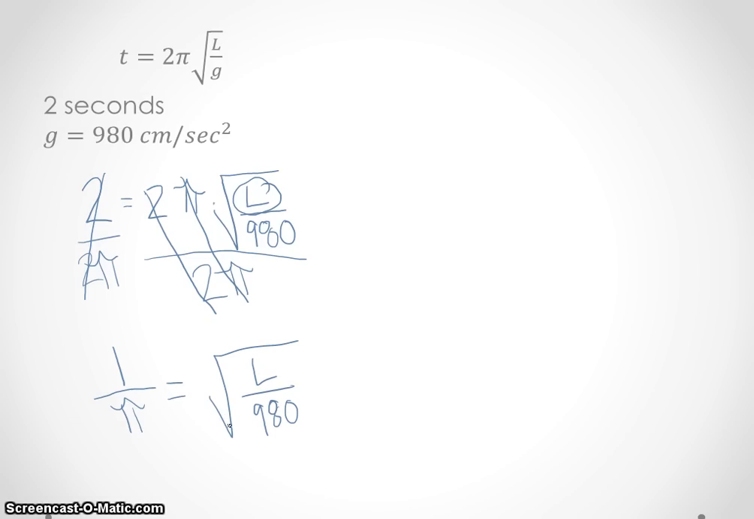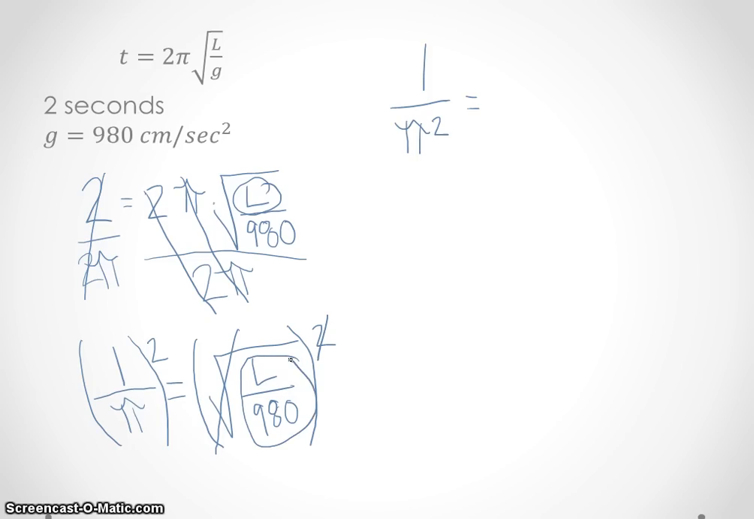Okay, so now that we have just the square root isolated by itself, we can actually take this square root, and how do we undo square roots? We square them. And of course what we do to the left, we have to do to the right, so we're going to square this side as well. So let's do this piece by piece. 1 squared is just 1, of course, and then pi squared is pi squared. So on the left we have 1 over pi squared. Over here, we have this square root, which is going to cancel with the squared, so all I'm left with is this stuff underneath. So we have L over 980.